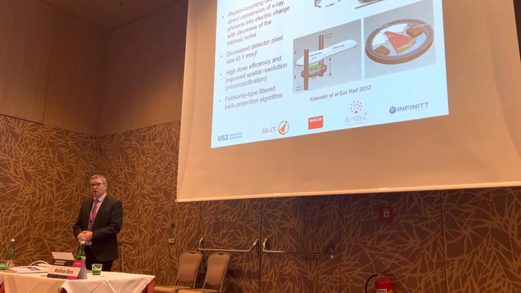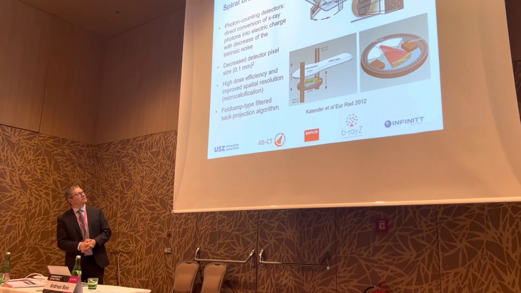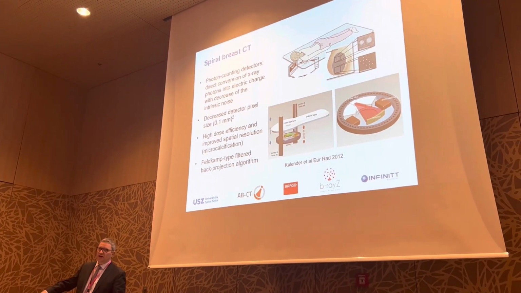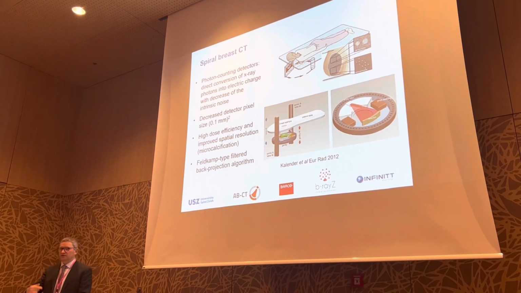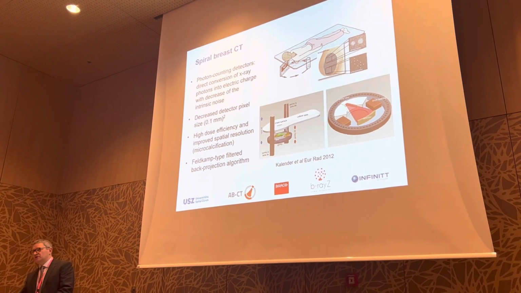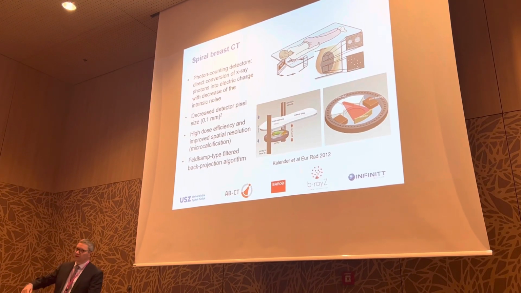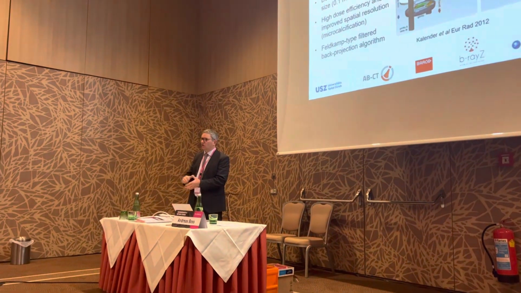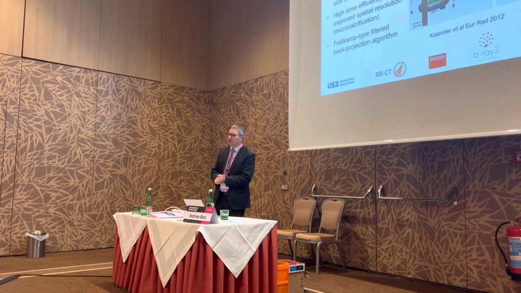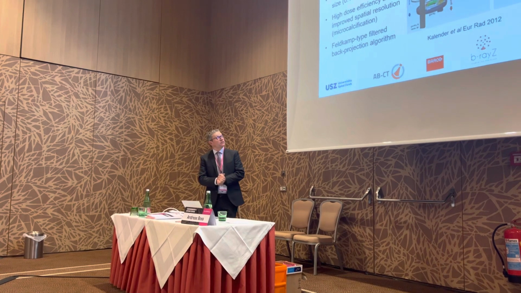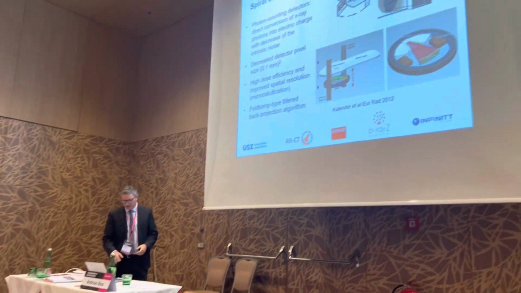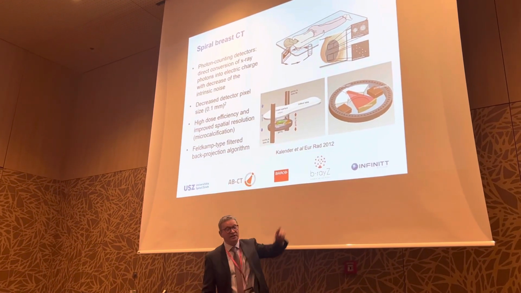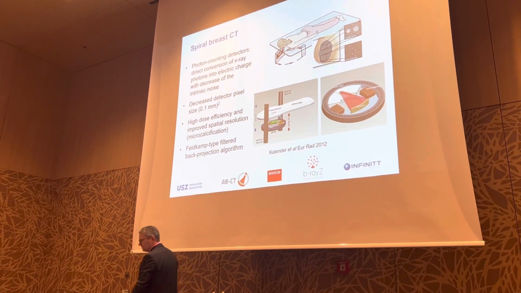So, first of all, what are the main components of a breast CT scanner? You see the patient is in prone position, and in the spiral breast CT configuration the system rotates around the breast. So in contrast to the whole body CT scanner, which rotates along the whole body, it rotates along the breast only. And the main component you can see here is the detector, the yellow part of the schematic view.